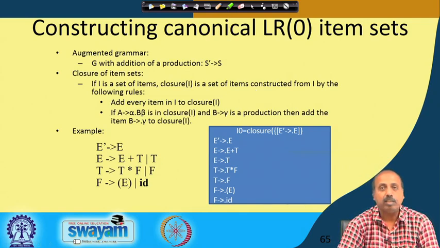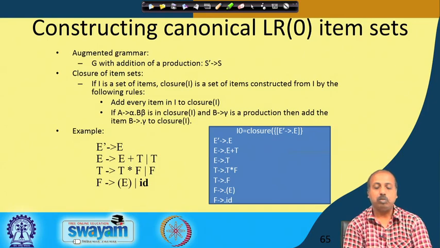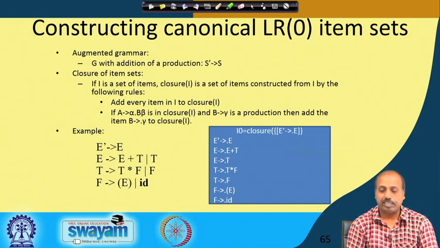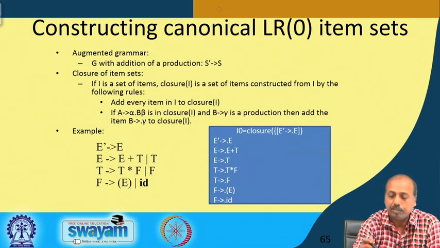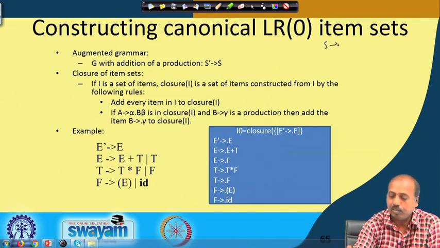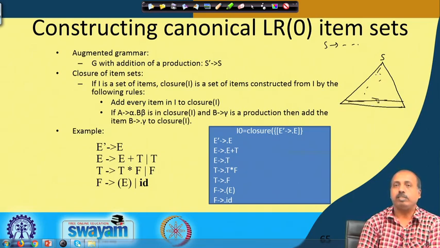The first thing we have to do is to augment the grammar by another rule S dash producing S. Why do we do this? Previously we had a grammar that started with S, and all these rules were there. In the parse tree that is produced, at the root we had S, and from there everything is derived, and at the lowest level we have all the terminal symbols.